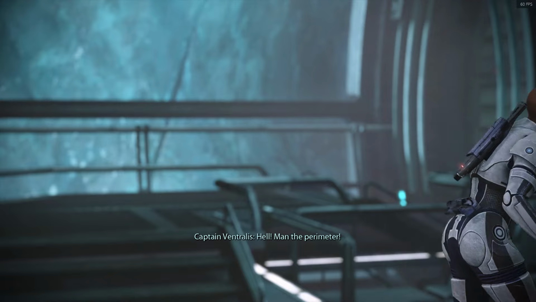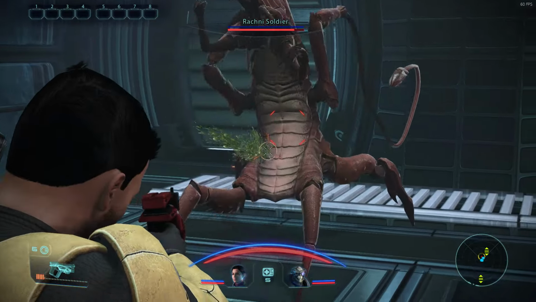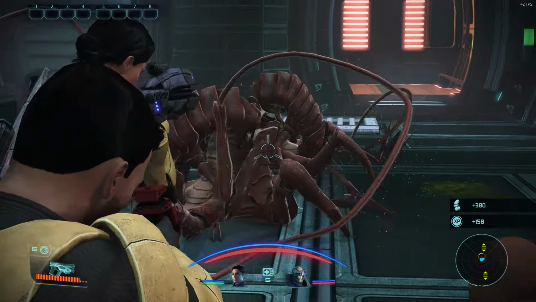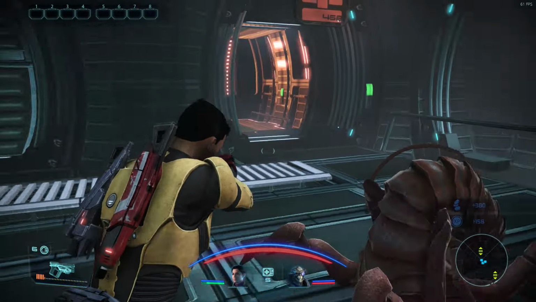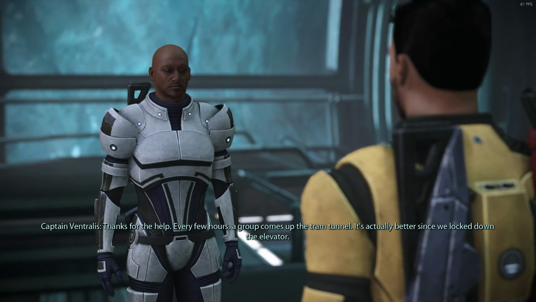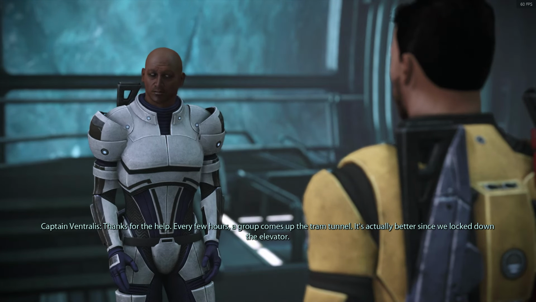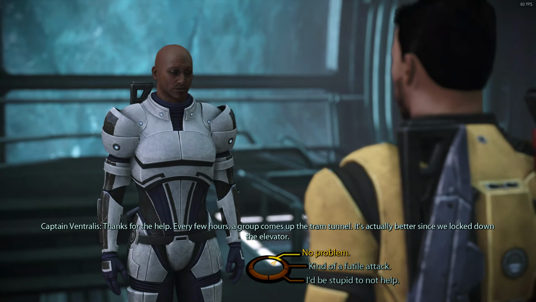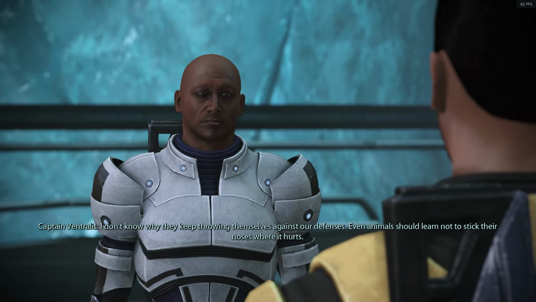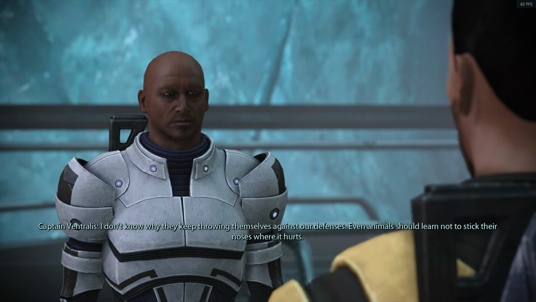Hell! Man the perimeter! Go, go, go! Area secured. Thanks for the help. Every few hours, a group comes up the tram tunnel. It's actually better since we locked down the elevator. I'll do whatever I can. I don't know why they keep throwing themselves against our defenses. Even animals should learn not to stick their noses where it hurts.